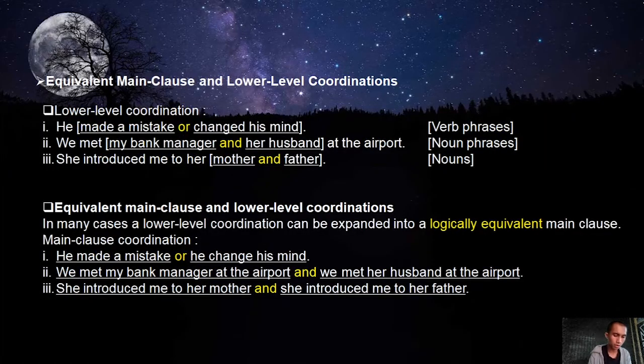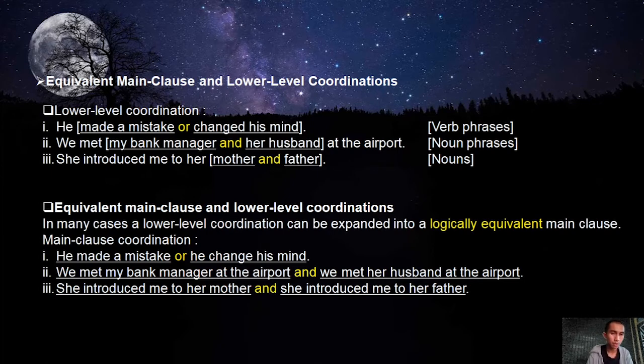Now I will explain about equivalent main clause and lower level coordination. In many cases, lower-level coordination can be expanded into logically equivalent main clauses. Let's compare the examples of lower-level coordination and main clause coordination. He made a mistake or changed his mind can be expanded to he made a mistake or he changed his mind. So logically, the main clause coordination is equivalent to the lower level coordination. They have the same subject, the same topic. It's about him making a mistake or changing his mind.